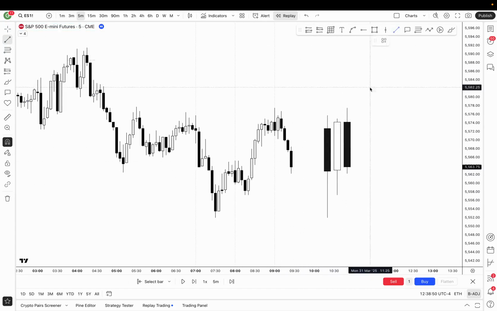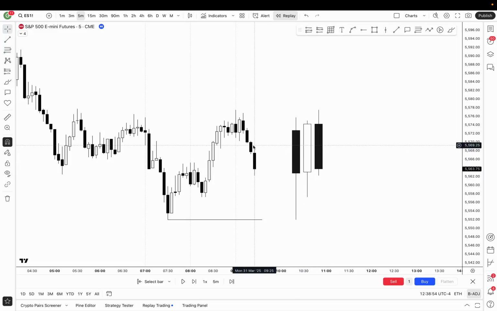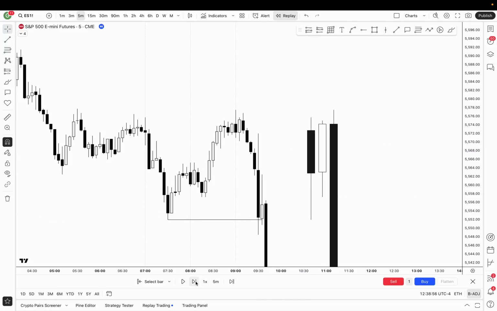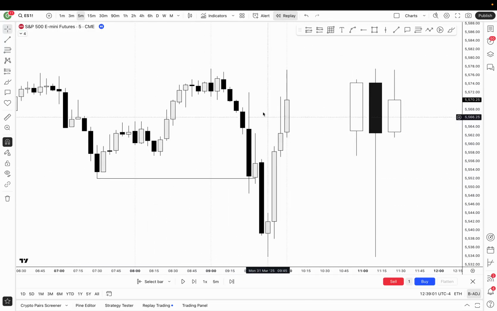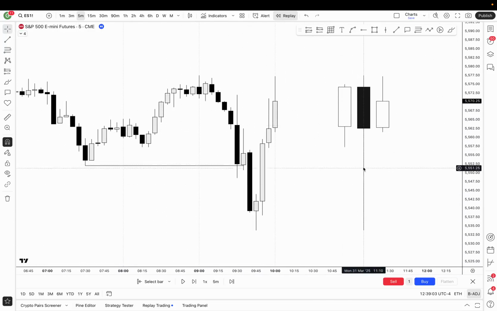So if price manipulates this hourly low, then we can pair a manipulation with the driver, right? We want to see the driver manipulate this low. So that's what we see, right? Expansion met with expansion, right? That's the reversal signature that we see. We also see a reversal candle.